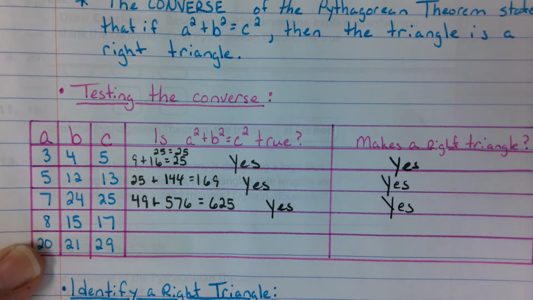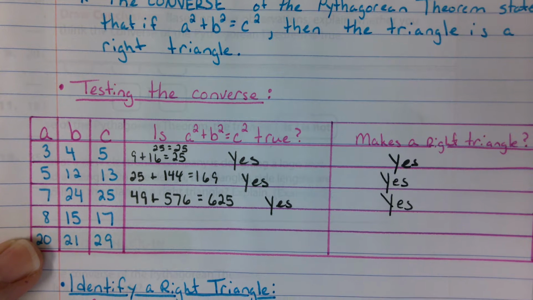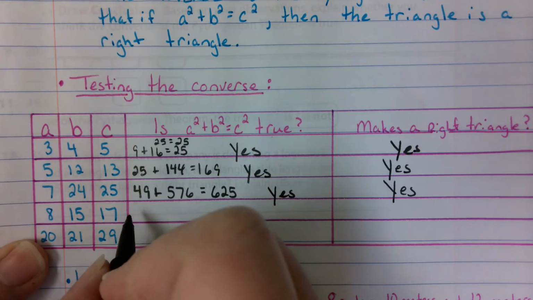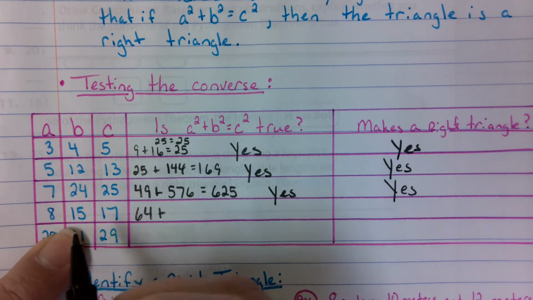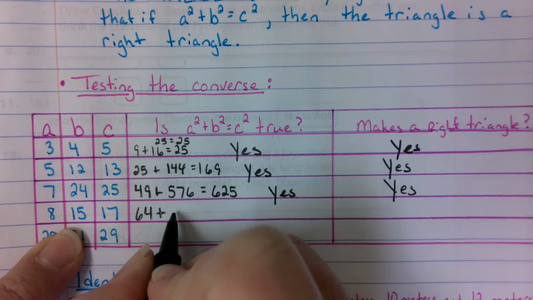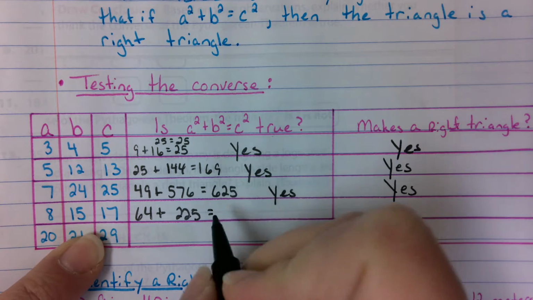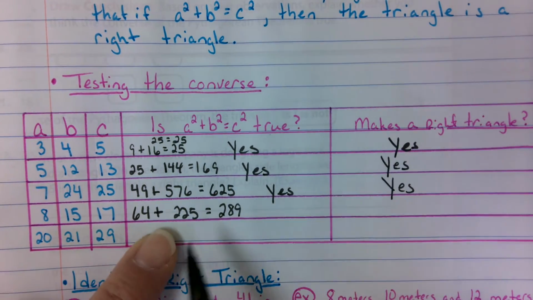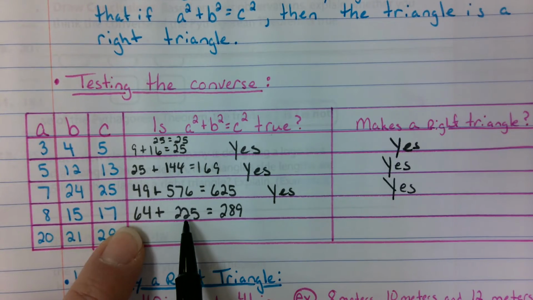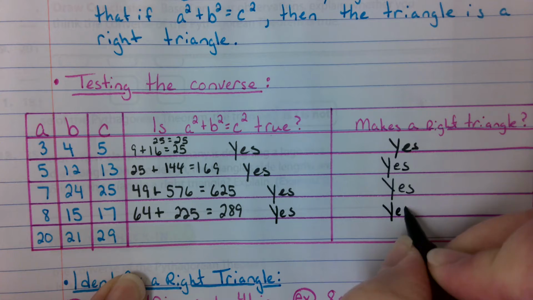All right, next I have 8 squared plus 15 squared. Does that equal 17 squared? All right, so 8 squared is going to give me 64 plus 15 squared. You're going to be calculating these. That's 225, equals 17 squared, which is 289. All right, let's add these up. That is 289. That is true. So we do have a right triangle.